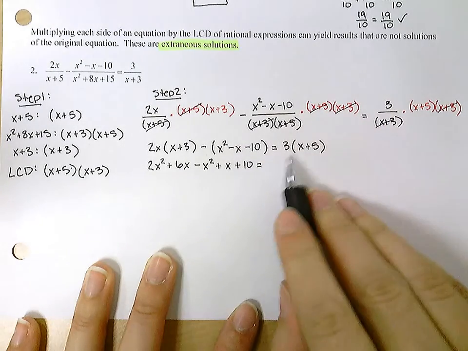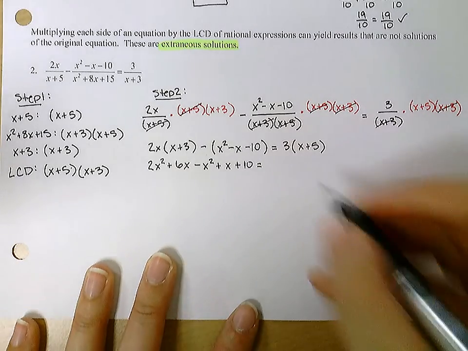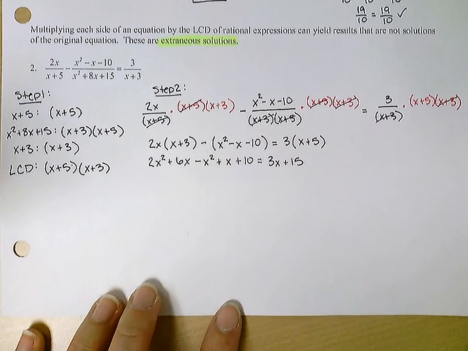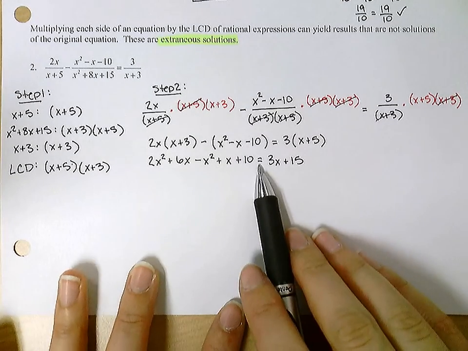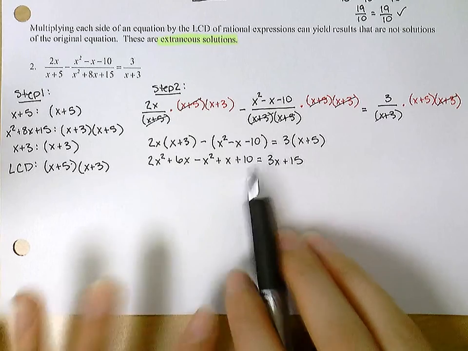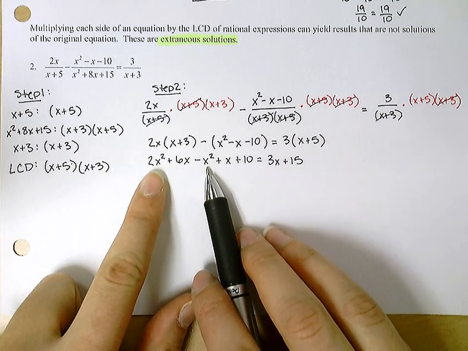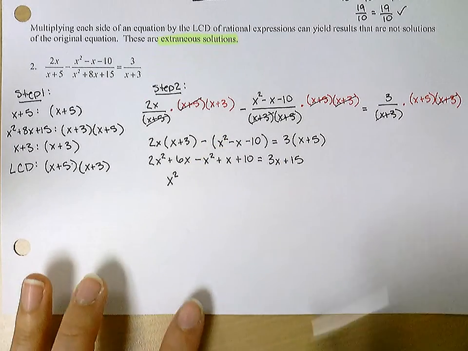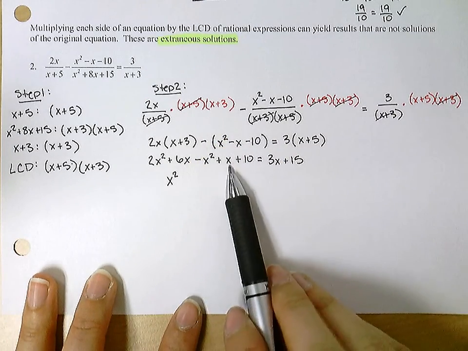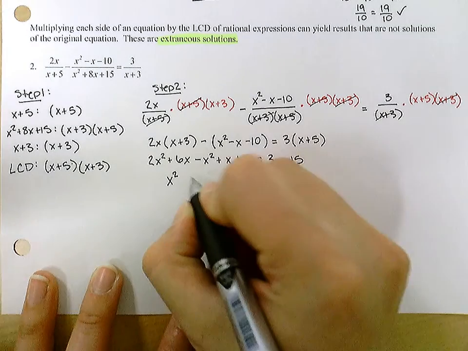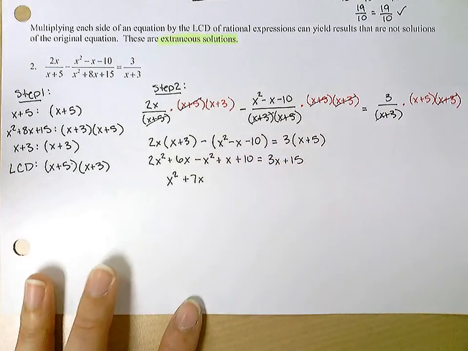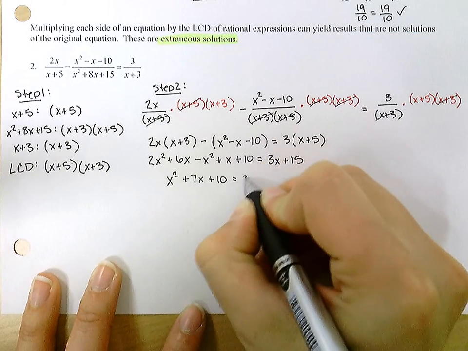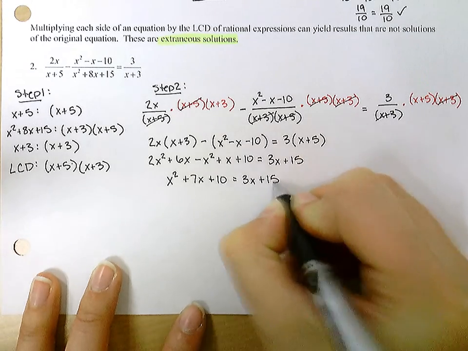And then distribute your 3 to x and 5. So we have 3x plus 15. On the left-hand side of this equal sign, I would combine like terms. So I have 2x squared minus x squared, that's just x squared. I have 6x plus x, that's 7x. And then I have plus 10, and that'll be equal to 3x plus 15.